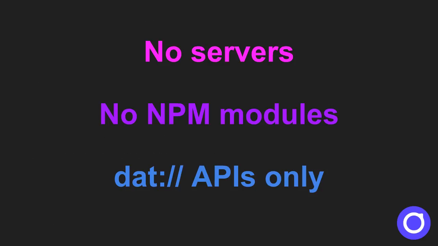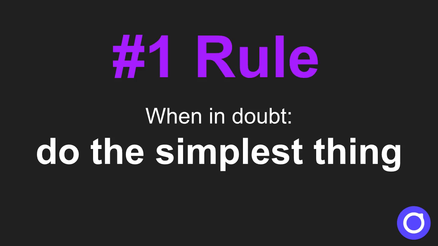We're putting some constraints on the project today, which is we're not going to use any servers. We're not going to use any NPM modules. We're just going to use web APIs and the Dat APIs and vanilla JavaScript. Keep it as simple as possible. Our number one rule when we work on this app on the live stream: do the simplest thing possible.